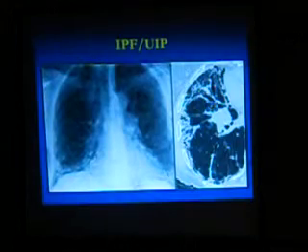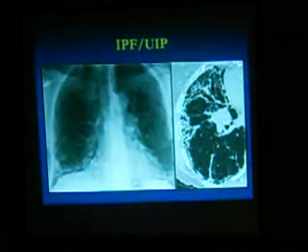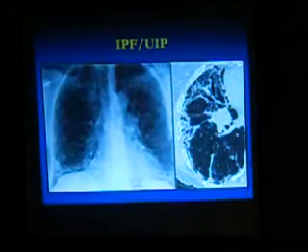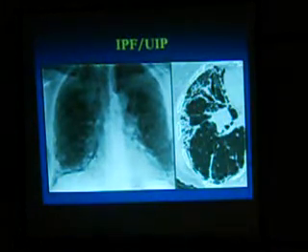Exactly. This is like an advanced fibrotic stage now. Okay, survival is limited at 2 to 5 years, very limited.